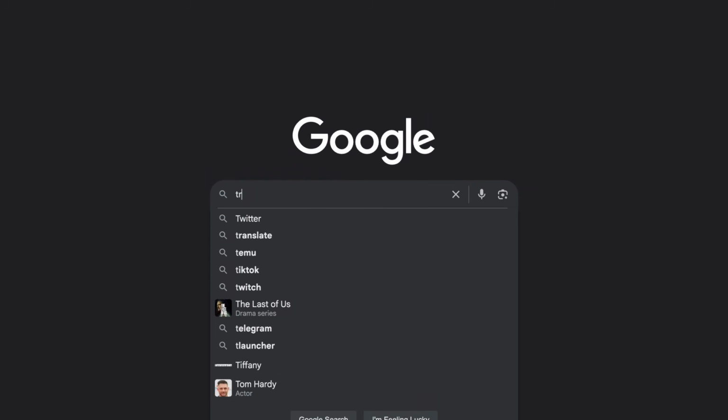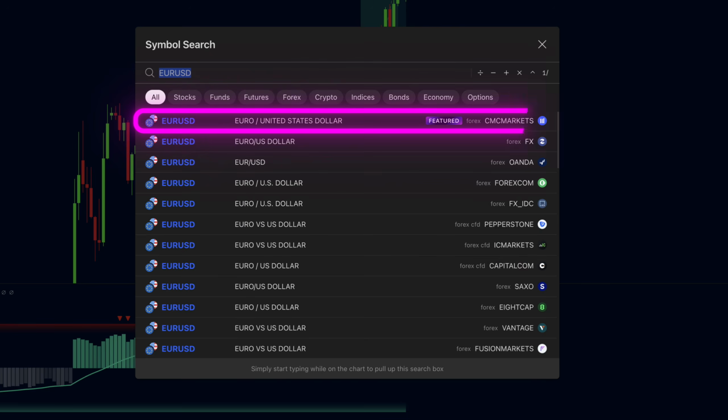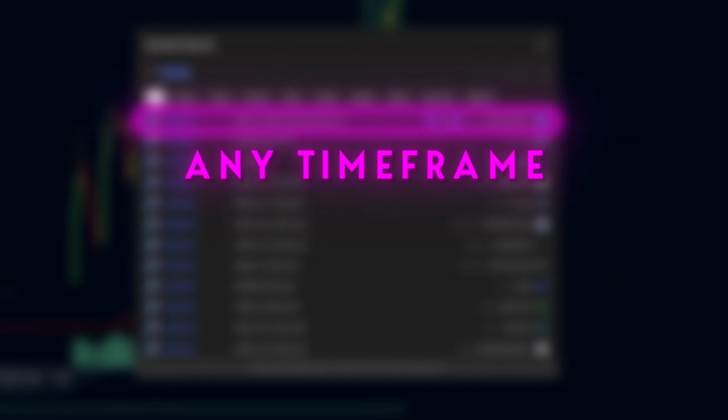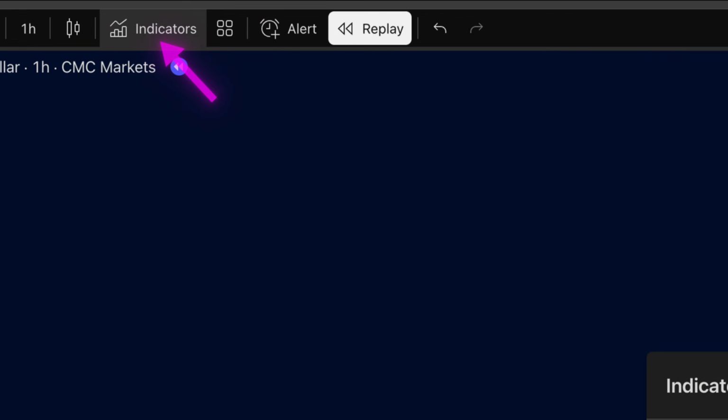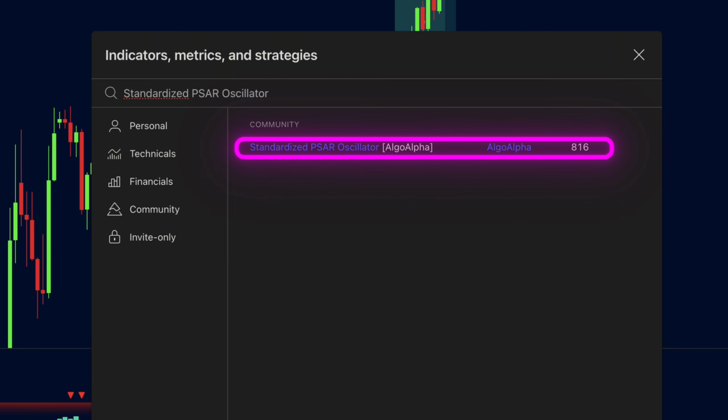Let's get into it. First, head over to TradingView and pull up any market you want. I'm using the 1-hour time frame on Euro-Dollar, but this works perfectly on any time frame, any market. Click on Indicators and search for Standardized PSAR Oscillator. Make sure you select the one by Algo Alpha.